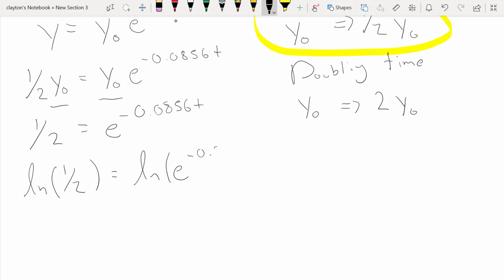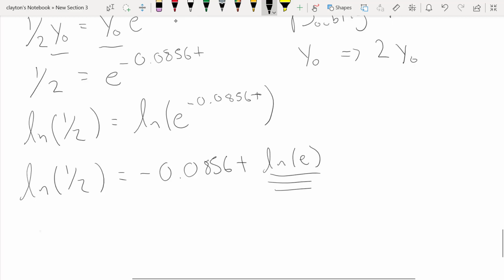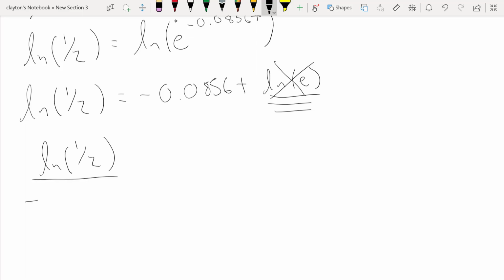And I'll show this step in case we missed it on the last one. By natural log properties, that exponent up there comes down. And so we have negative 0.0856 t, natural log of e, but we know that natural log of e is just going to be 1. So this is just going to go away. Not go away, but it becomes 1, right? And anything multiplied by 1 is itself. And so now we just need to divide natural log of 1/2 by negative 0.0856.